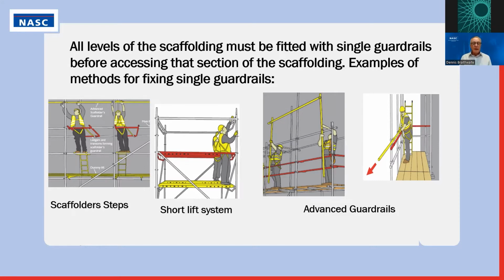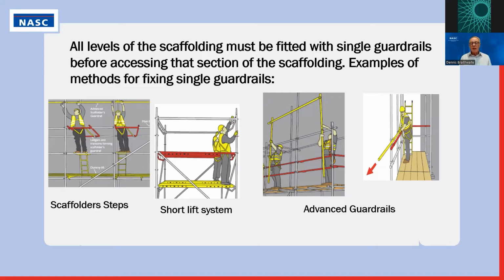Next method is to use a short lift system. So in effect, we just erect the scaffold in 1 meter lifts instead of 2. A little bit more work, but that's particularly useful when we're erecting system scaffolds, because obviously it's not a big deal to just clip an extra lift in, so to speak.